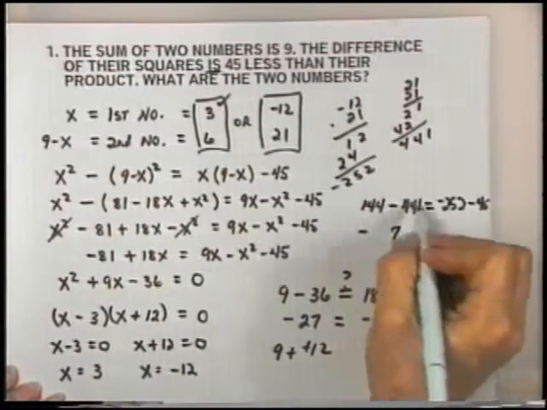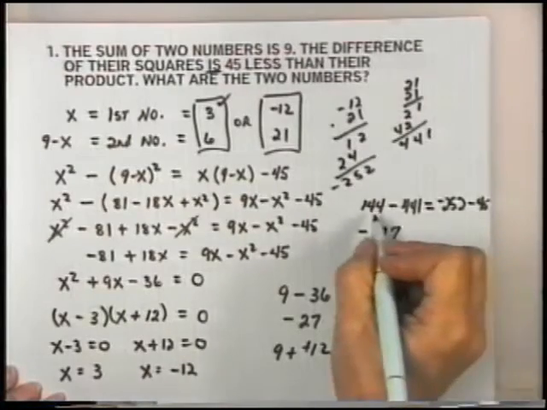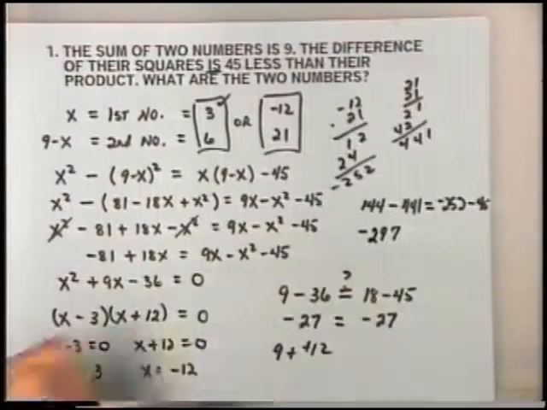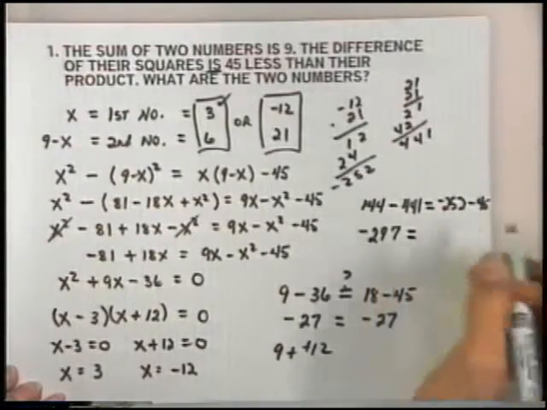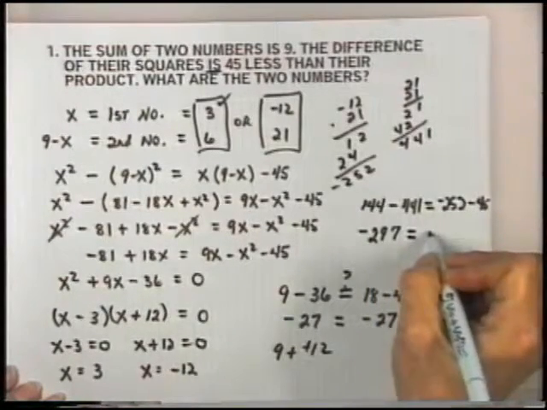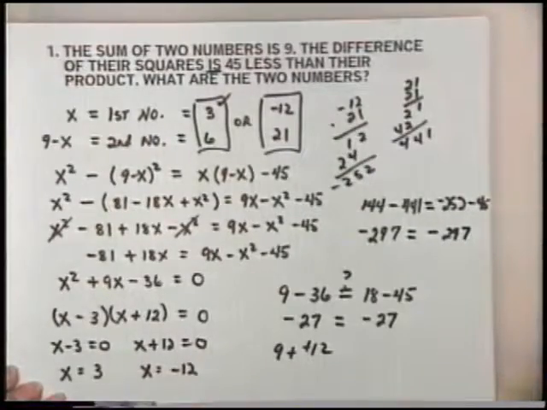4 from 11 is 7. I've borrowed, 4 from 13 is 9. And let's see, I'll borrow it again, 1 from 3 is 2. So I have negative 297 over here. And on this side, these are both negative, so I'll add and keep the negative, and that is also 297. So this is also a correct solution.